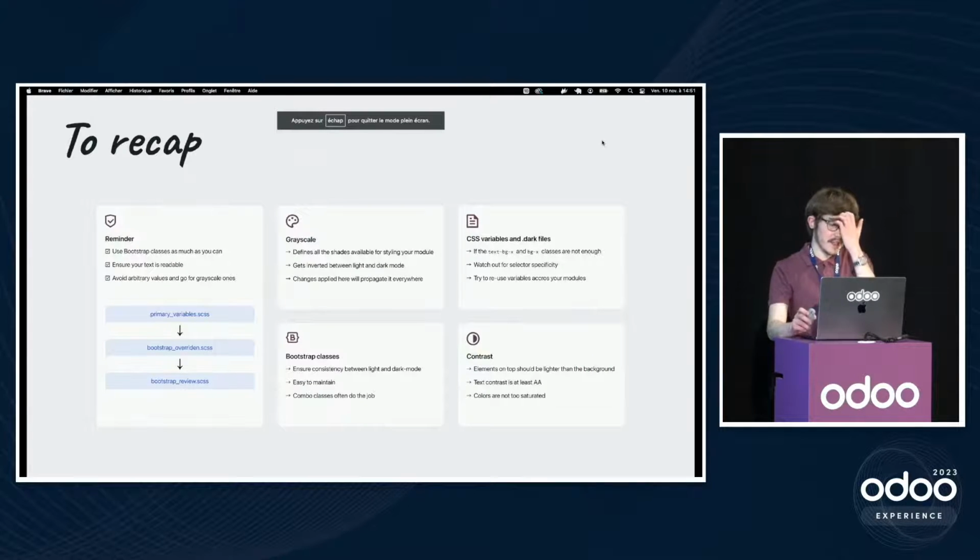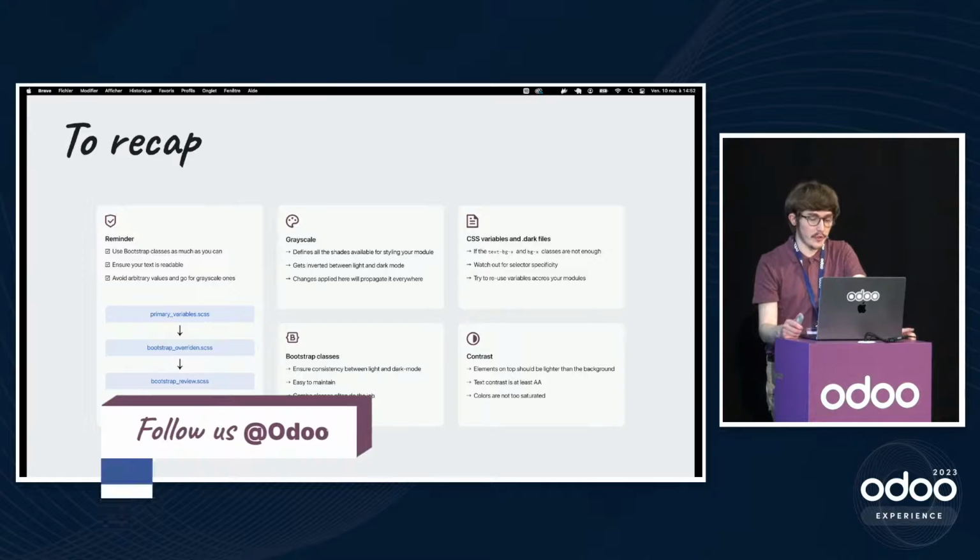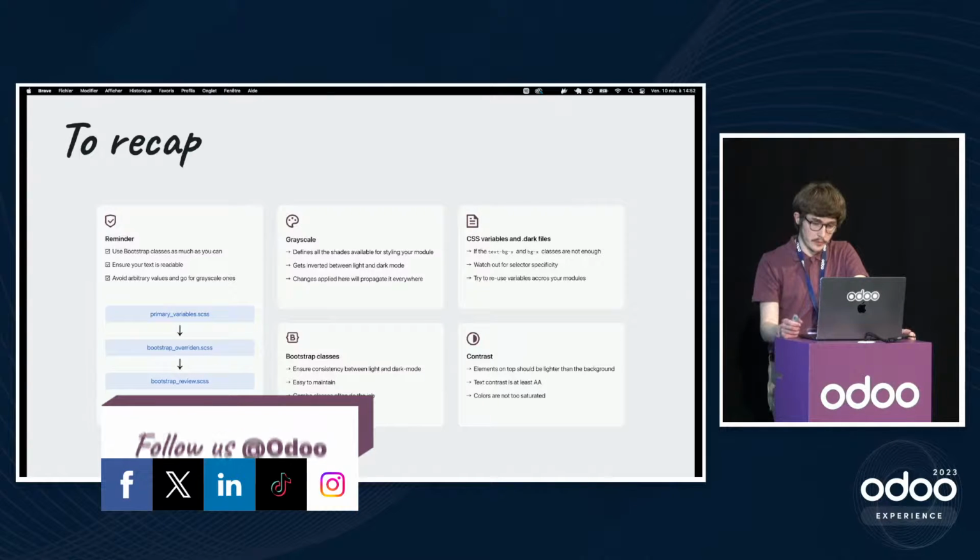So Bootstrap classes, I explained to you that it ensures consistency. It's also easy to maintain because I told you you have to simply change the first variable and everything is then modified automatically. And combo classes often do the job. I didn't talk about it, but for example, you can define a background color with a Bootstrap class and then use a text class on top of it to achieve a readable text. You don't really have to provide custom code for this, so always nice to know.